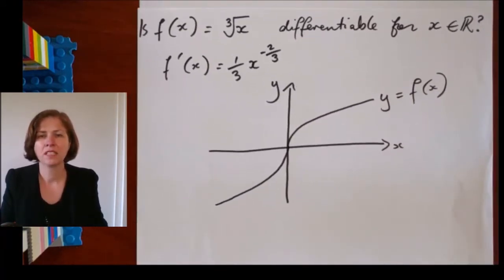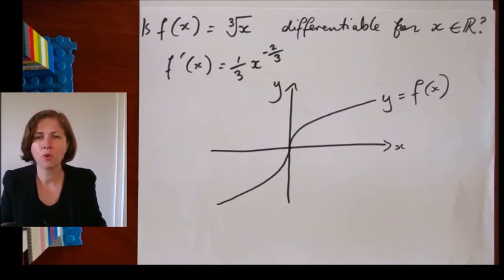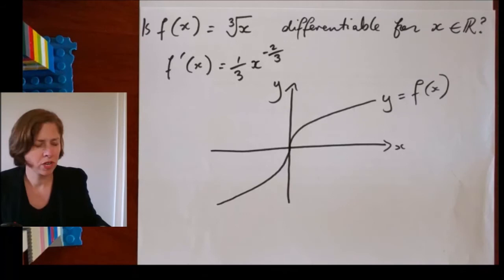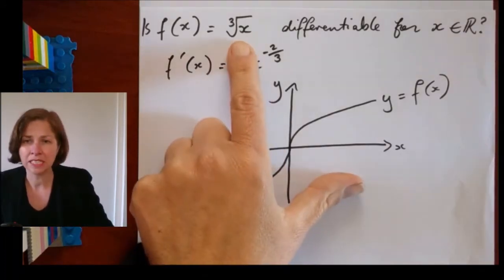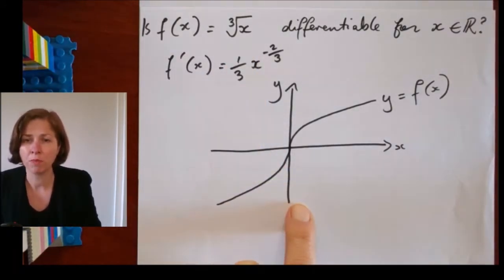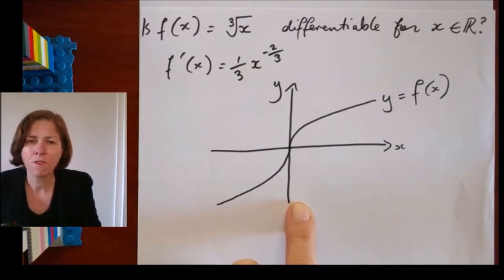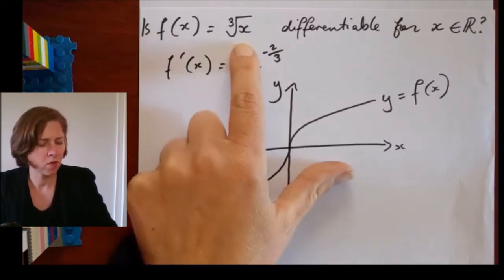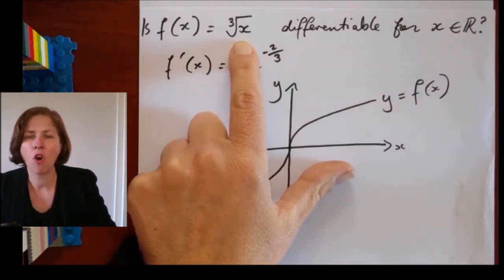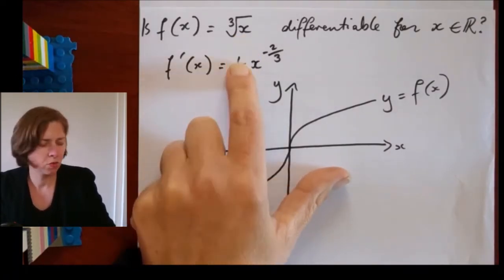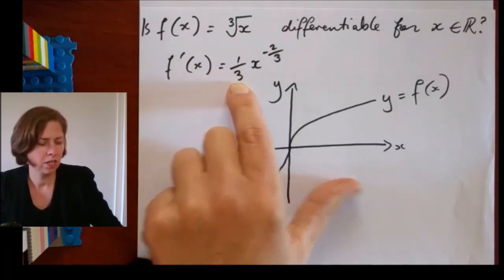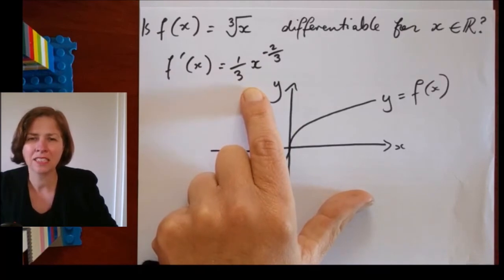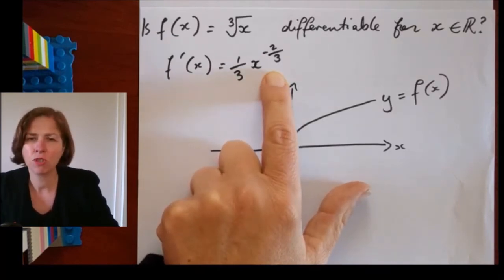f of x equals the cube root of x, and the question is, is it differentiable for x is an element of the reals? Because this function exists for the whole domain of the real numbers, but where is the function not differentiable? If I look at the derivative function, if I rewrite this as x to the power of 1/3, to find the derivative, I multiply it by 1/3, I subtract 1 from the power, the derivative is 1/3 x to the power of negative 2/3.